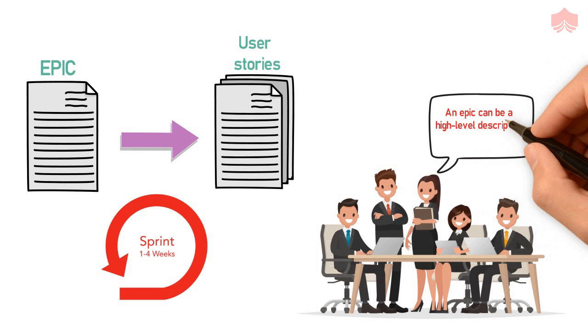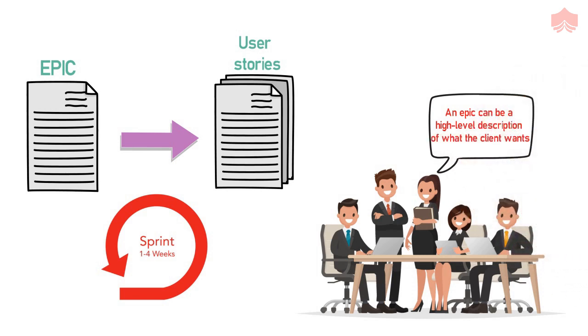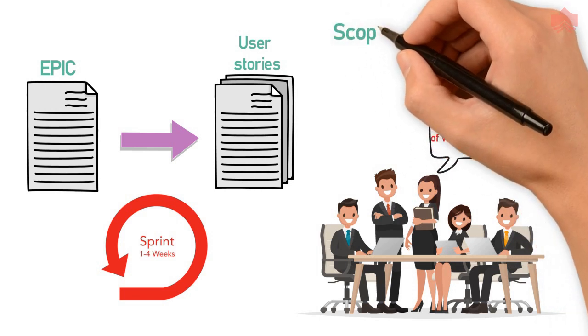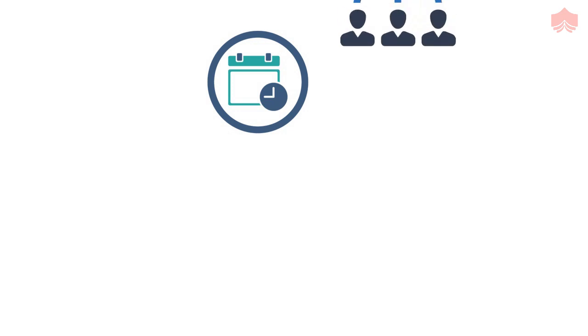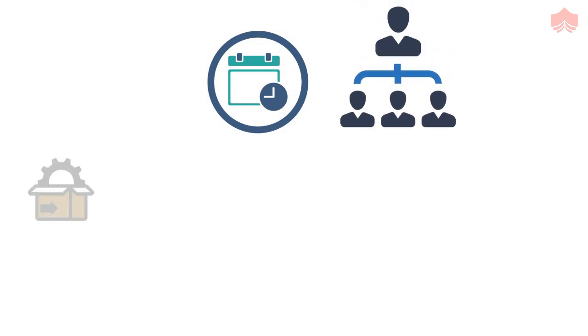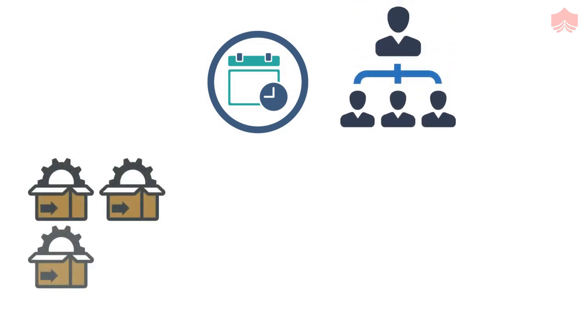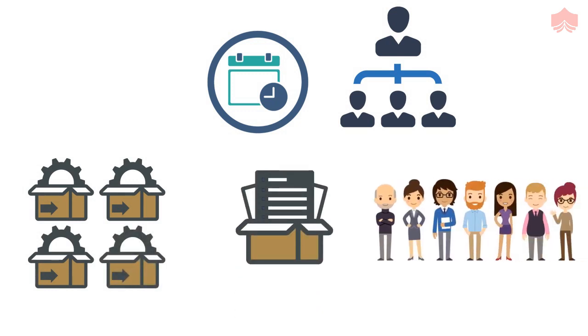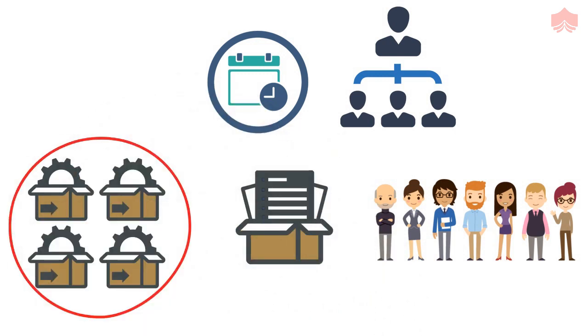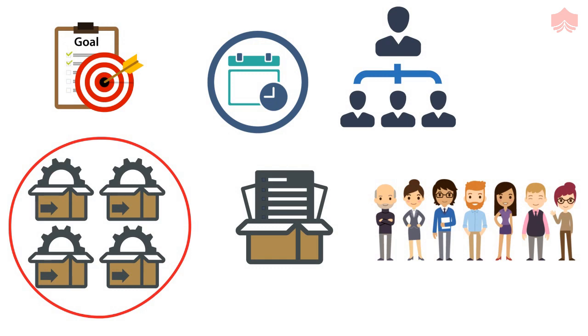An epic can be a high-level description of what the client wants, and accordingly, it has some value attached to it. As we mentioned, an epic is a high-level requirement, hence its scope can change over the course of time. Epics are a helpful way to organize your work and to create a hierarchy. The idea is to break down the work into shippable pieces so that the large projects can actually get done and you can continue to ship value to your customers on a regular basis. Epics help teams break their work down while continuing to work towards a bigger goal.